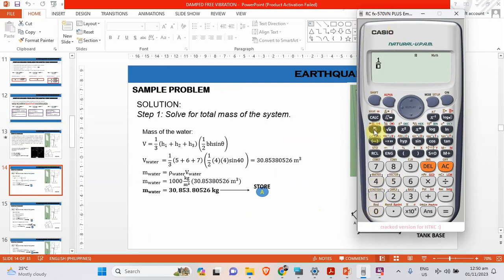Okay, so let's solve: we have 5 plus 6 plus 7. Then 0.5 times 16 sin 40, times 1k. We get 30,853.8526. Shift, store, A. That's the value, then AC. Take note that it is stored in letter A. You can take note of it on paper so you don't get lost.